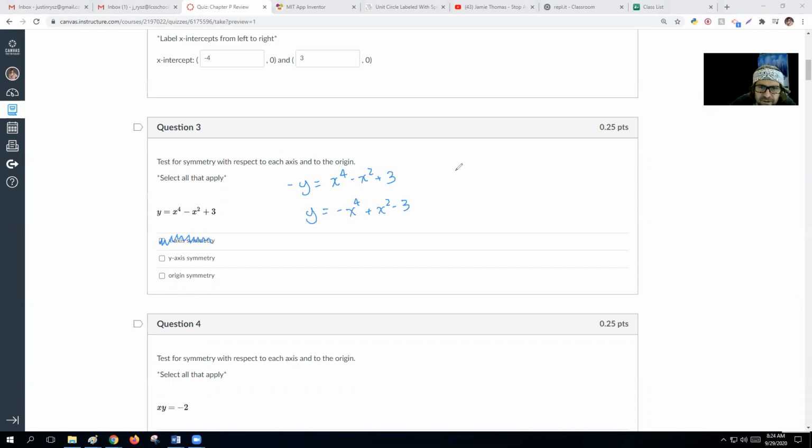Y-axis symmetry, I'm going to make all the x negative, so a negative x to the fourth and a minus negative x squared and a plus 3 because there's no x there.